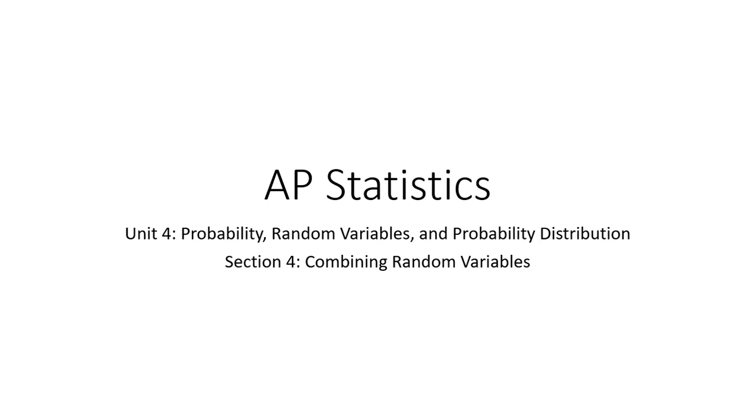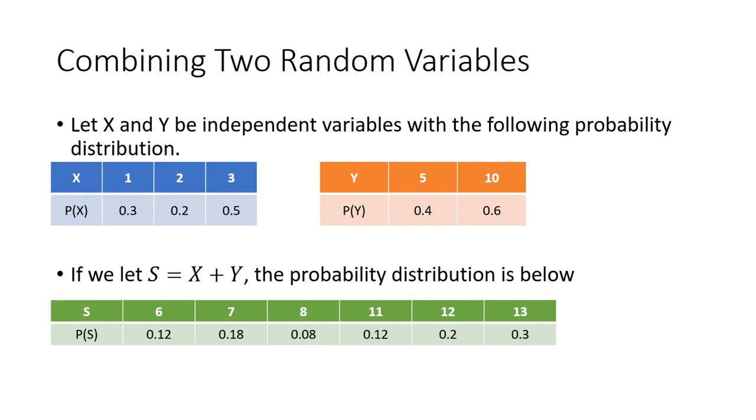All right, so moving on to section 4. Kind of got a boring background here, but we are moving on to section 4, which is about combining random variables. Okay. All right, so let's say we have these two different random variable probabilities.